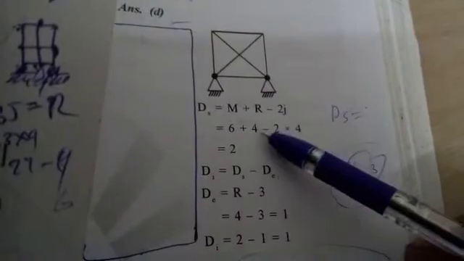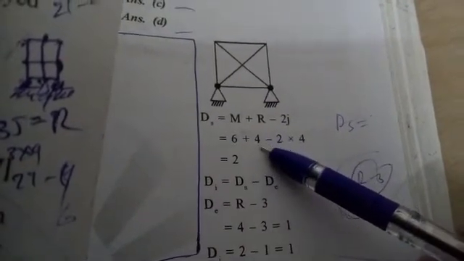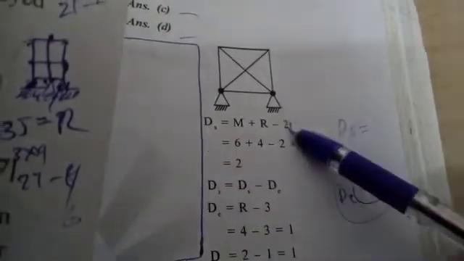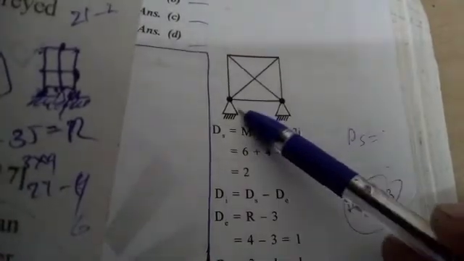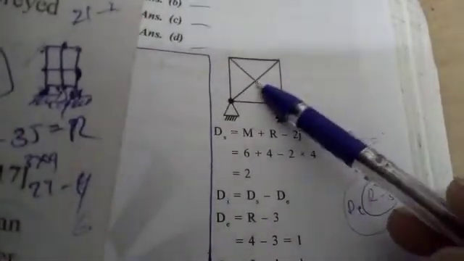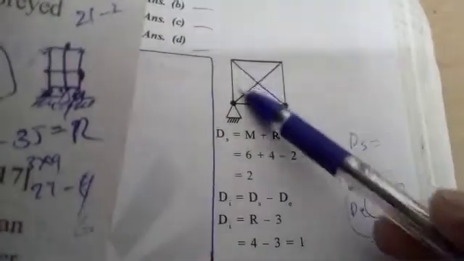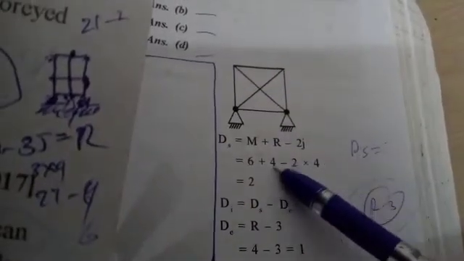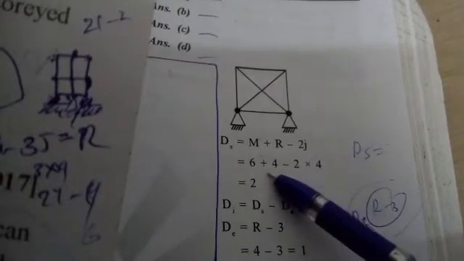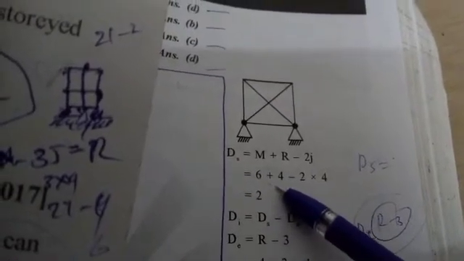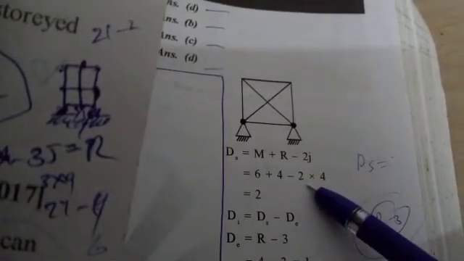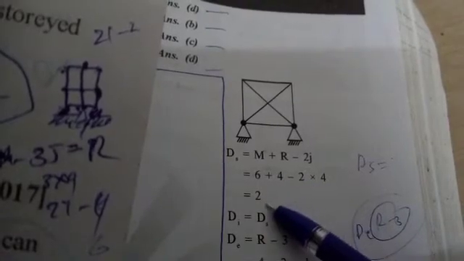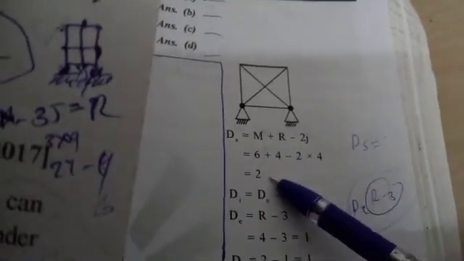See, M plus R. M members are 6. Reactions are 4, 2 at one end, 2 at the other end. And minus 2 into joints. How many joints? 1, 2, 3 and 4 joints are there. Okay, only these are the joints. So 6 plus 4 minus 2 into 4, that is 8. 6 minus 8 is minus 2. So the degree of static indeterminacy is 2.